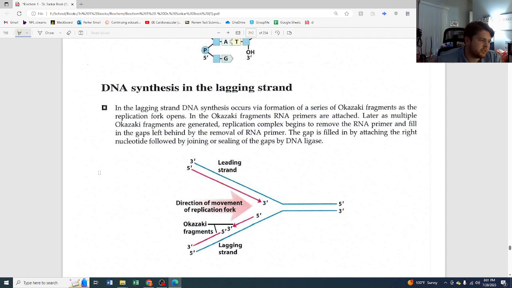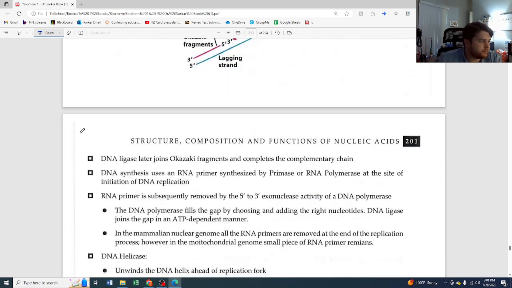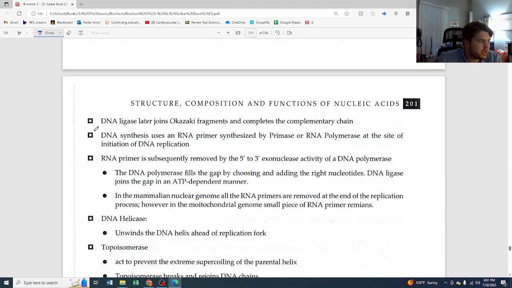So we're going to have these little primers built so that DNA polymerase can do its job and copy these chunks, and then it's going to pop off, and then DNA ligase comes through and finishes off the strands, takes off the primers, and finishes filling in the last of the DNA. DNA ligase later joins Okazaki fragments and completes the complementary chain.